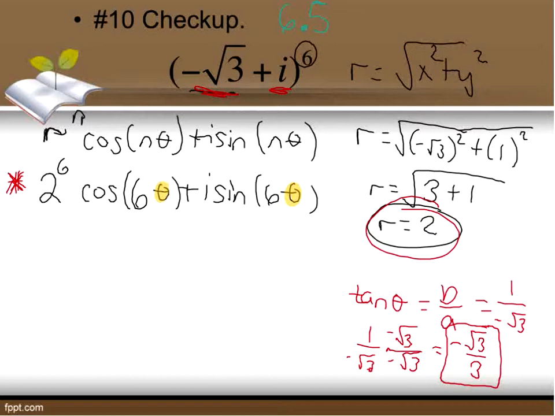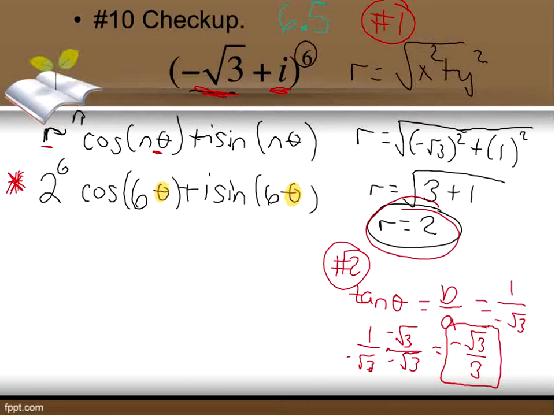So when you have problems like this, there are 2 steps when they do not tell you your R and your theta. Number 1, you have to find R. That part was easy. Number 2, we have to find theta. And here's how you find theta. Every single time it's tangent theta equals B divided by A. So 1 divided by negative root 3. So I'm looking for where on my unit circle does tangent equal negative root 3 over 3.